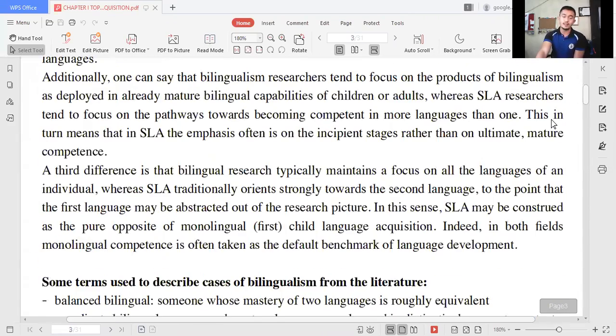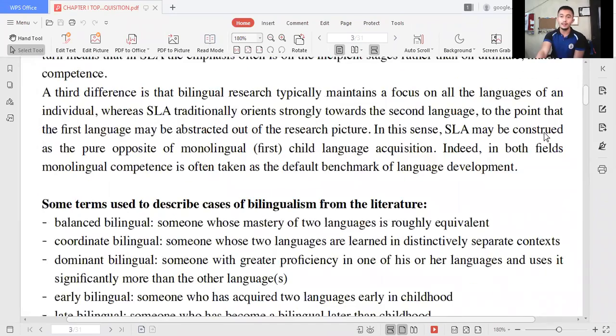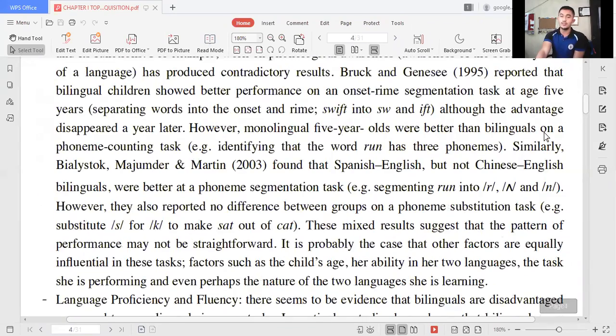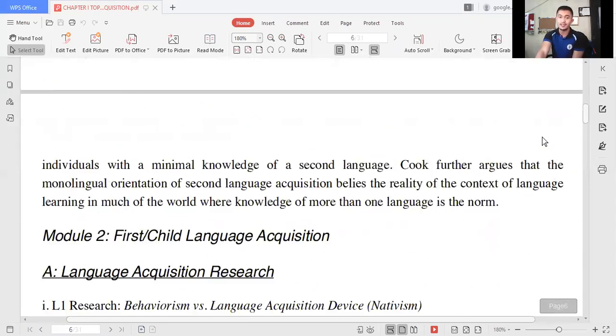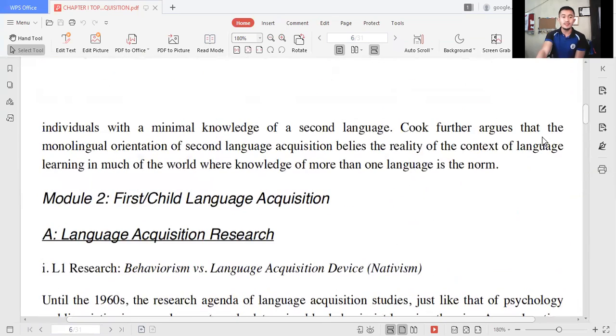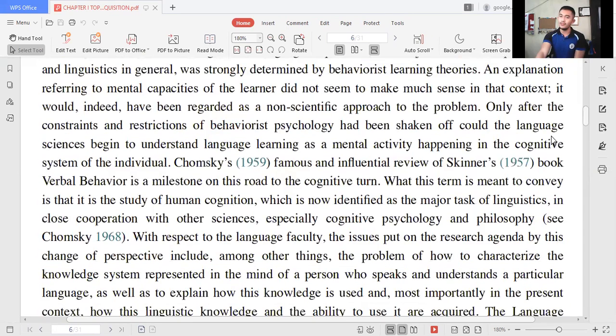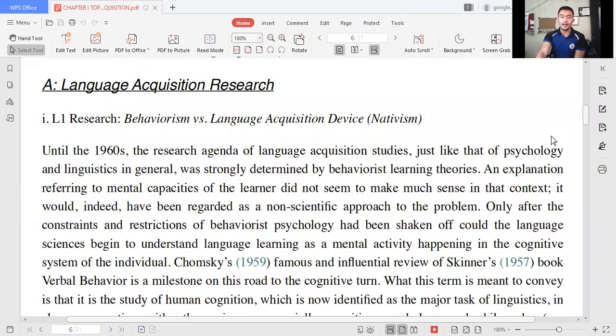Please take your own hard copy of the module and turn to page 6. For page 6, we'll be talking about first child language acquisition, the language acquisition research. I gave you this handout, so I am anticipating that you've read this in advance. I will just be discussing salient points, or important matters that need to be understood by the students.